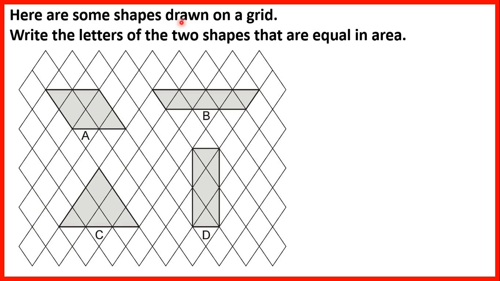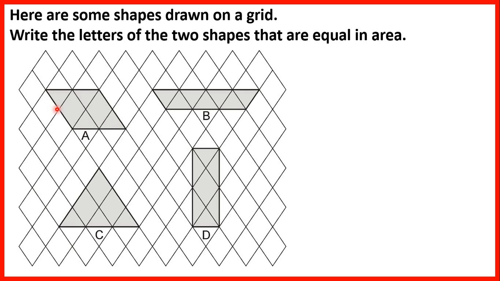Here are some shapes drawn on a grid. Write the letters of the two shapes that are equal in area. So the area of a shape is the amount of space that it takes up. So the amount of stuff that's on the inside of a shape. So we have this grid, and each part of the grid is a rhombus. But for part A, we have 2 whole rhombuses and 4 half rhombuses.